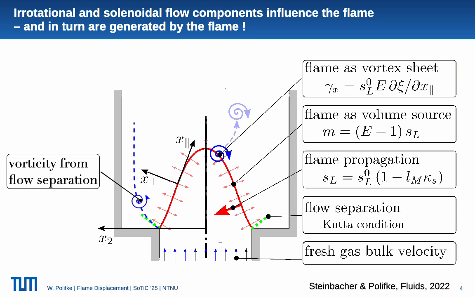In particular, Thomas then compared a unidirectional model where the flame affects the flow, but not vice versa, with a bidirectional model that also includes flame flow feedback.